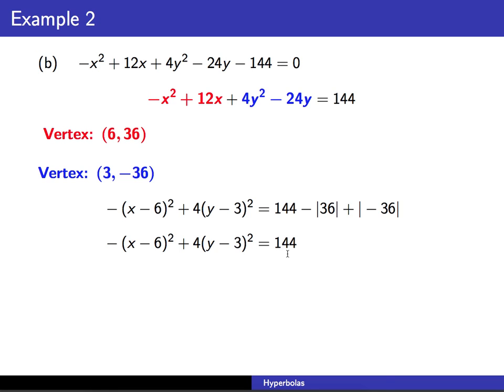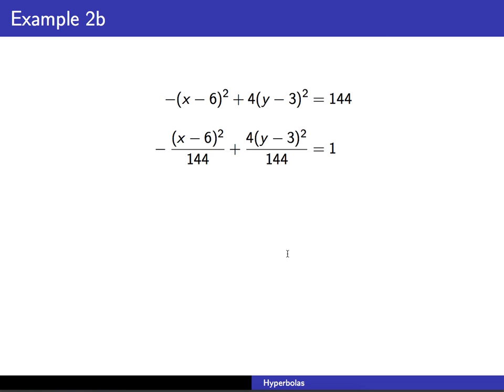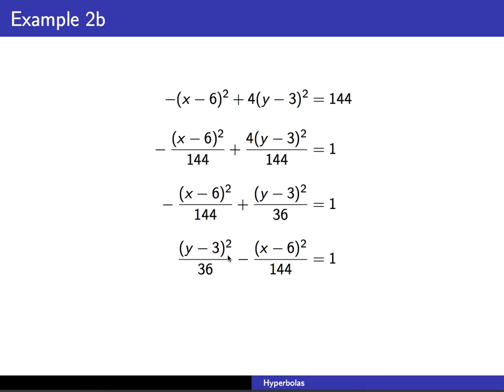Then from there, we can divide both sides by 144, and we have 4 over 144. That's going to simplify to 1 over 36. So we have negative (x minus 6) squared over 144 plus (y minus 3) squared over 36 equals 1. And again, while there's nothing wrong with the equation the way it is, I like to keep my first term positive, so just switch those two around.